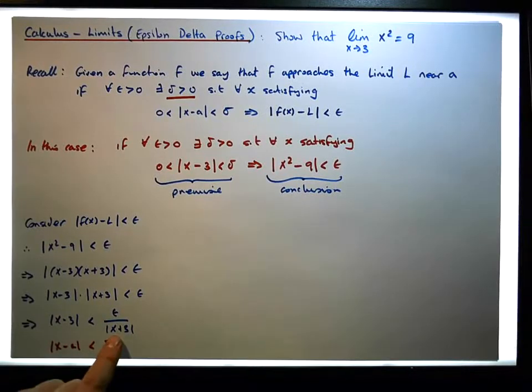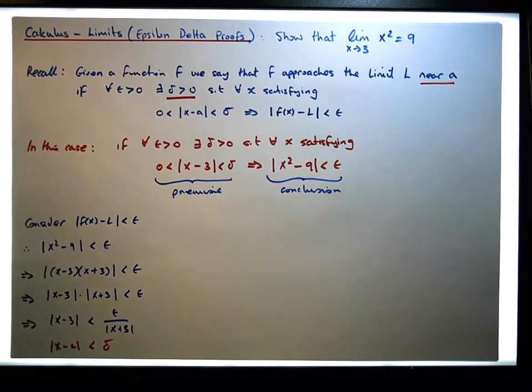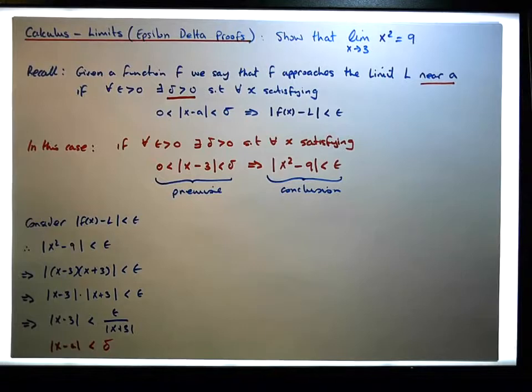We don't want delta in terms of x. So let's just restrict. What we're going to do is, the definition of the limit says near a. That's important. So near a, f approaches the limit L. So why don't we just restrict |x − a|, this distance, the delta, how far a is away from x?